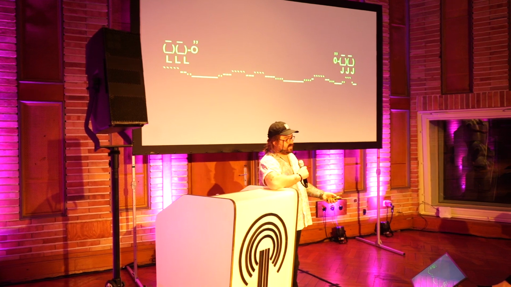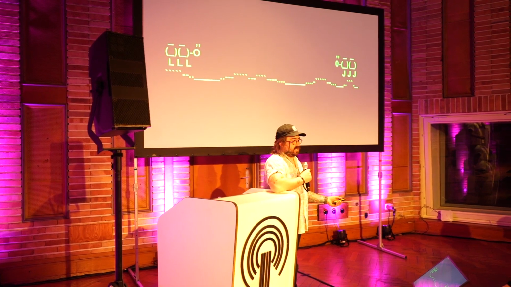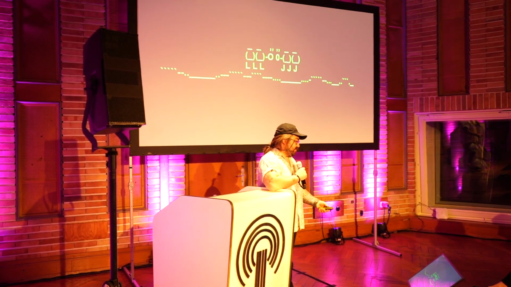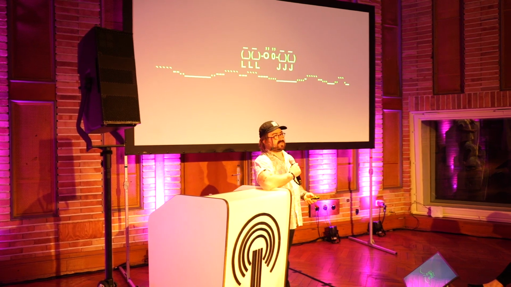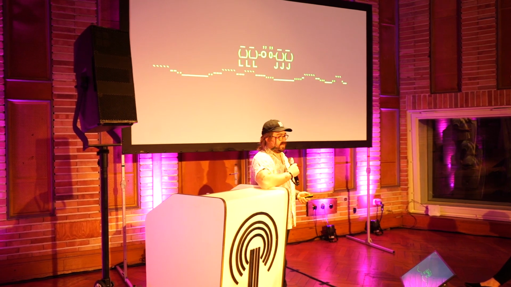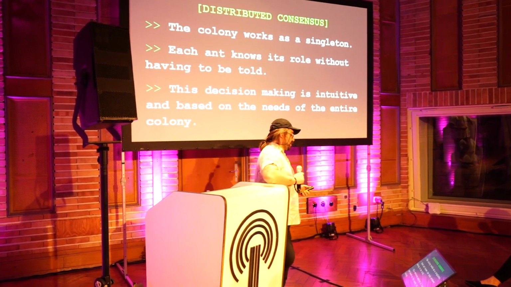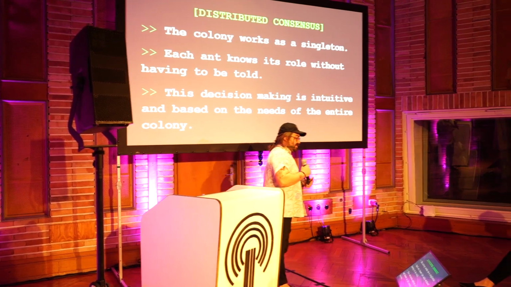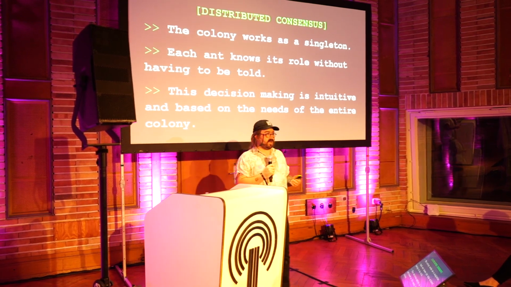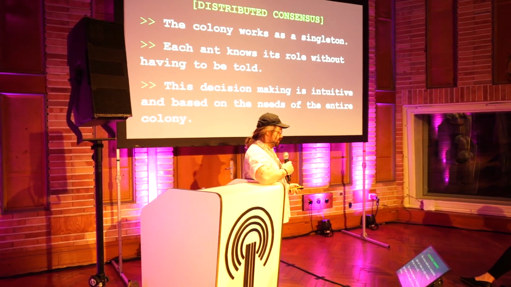So when two ants are walking along the trail, one ant is going back to the colony to bring the food in, and as they approach one another, they emit pheromones. When they finally bump each other, they touch antenna, and that says, hey, don't go on this path. This trail isn't optimal, or there's better food this way. And that's how consensus is established. So the colony itself works as a singleton. Each ant knows its role without having to be told, and the decision-making is intuitive based on its encounters within its environment. So all of this information propagates back to the queen, who then generates more ants for a particular role based on whatever that need is at the moment.